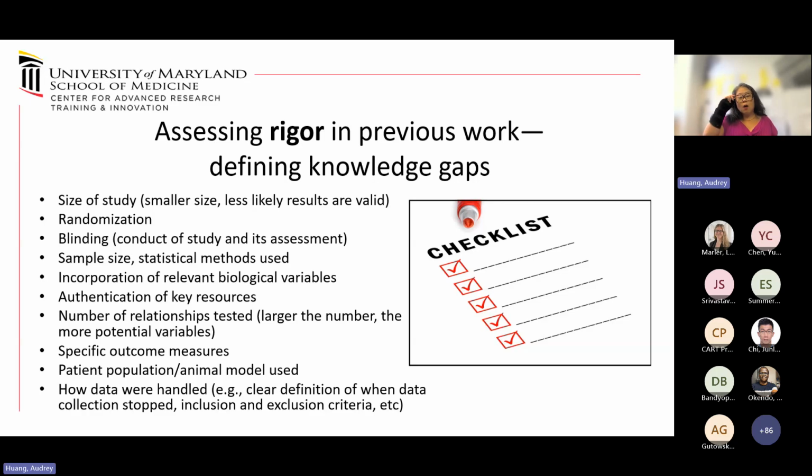Okay, part of developing that research question is assessing the rigor of previous work, previously published work from other people, previous work in your own lab and environs. And this will help you define those knowledge gaps to identify exactly which avenues you want to pursue and streamline and fine tune your research question. So, size of previous studies, were they small? Were they pilot studies? Smaller studies, typically pilot studies, are less rigorous in the sense that somebody just wanted to see if they could see an effect at all.